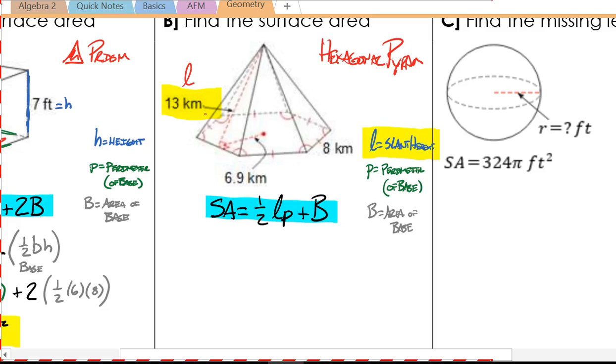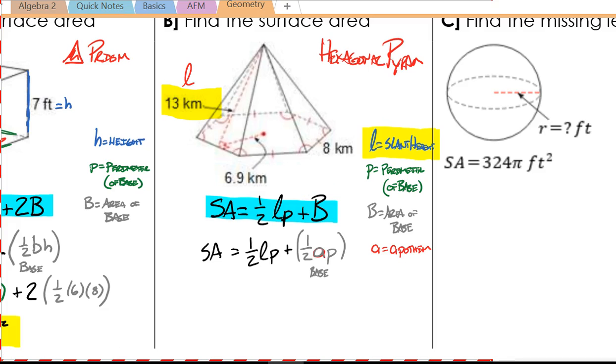All right, so we are not going to substitute in values just yet. We want to make this formula more applicable to our actual shape, in the sense of what this capital B stands for, the area of the base. What is the formula for area of a hexagon? 1/2 A times P, where A is the apothem. See right here, 6.9 is our apothem, and P once again stands for the perimeter of the base. We see this is a regular hexagon because all the side lengths are the same, where 8 is each of the side lengths. Again, the apothem is this value of 6.9.